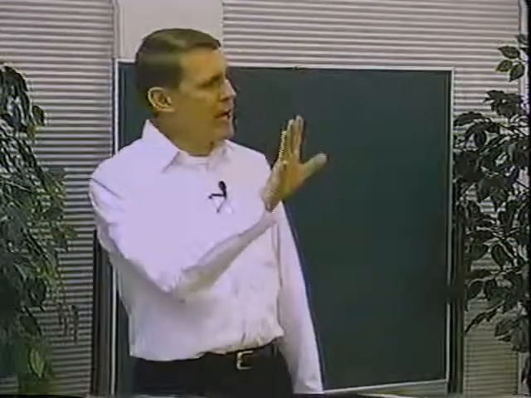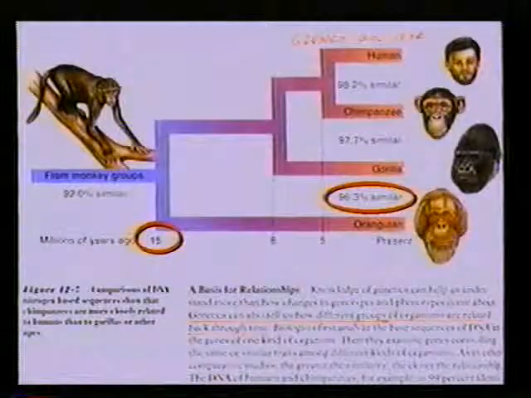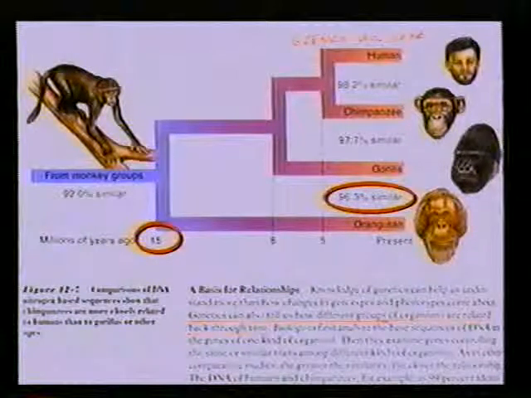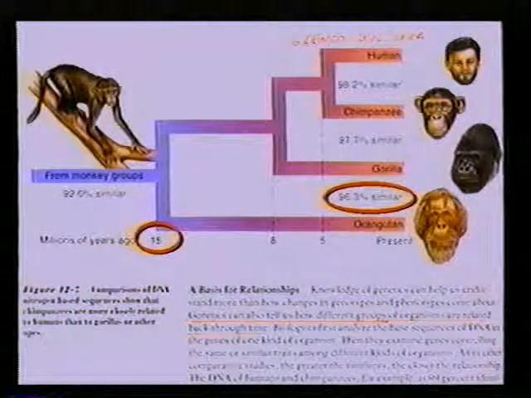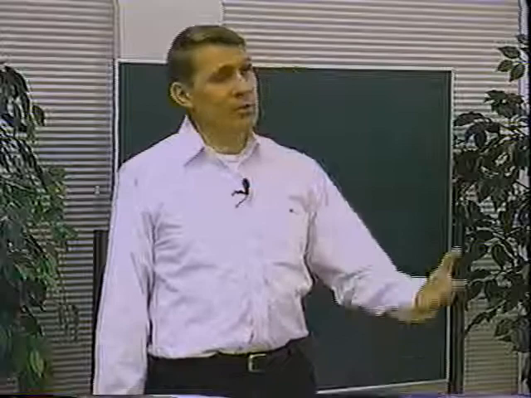So they'll say, you know, orangutans are 96% similar, and the textbook shows the kids a graph here and says, see, this tells how many millions of years ago we evolved from a common ancestor. Well, that is just silly, okay? It doesn't prove we evolved from a common ancestor 15 million years ago from a monkey group. It could prove we have a common designer and the same guy wrote these codes.